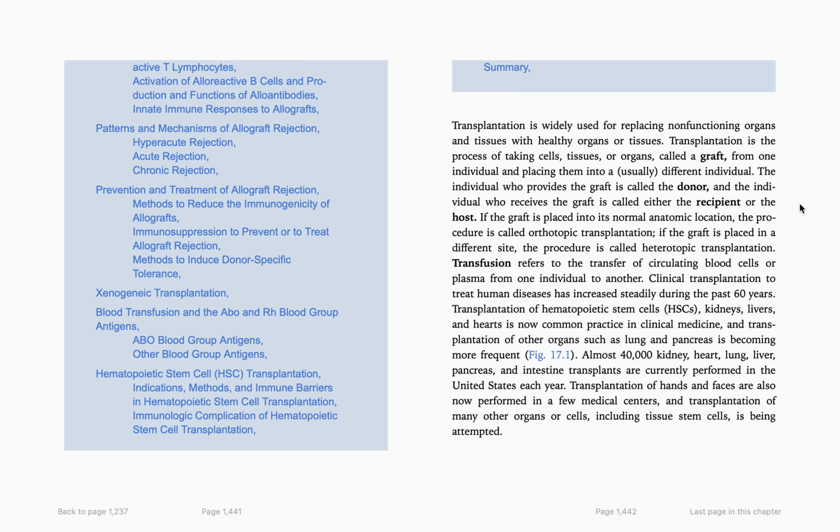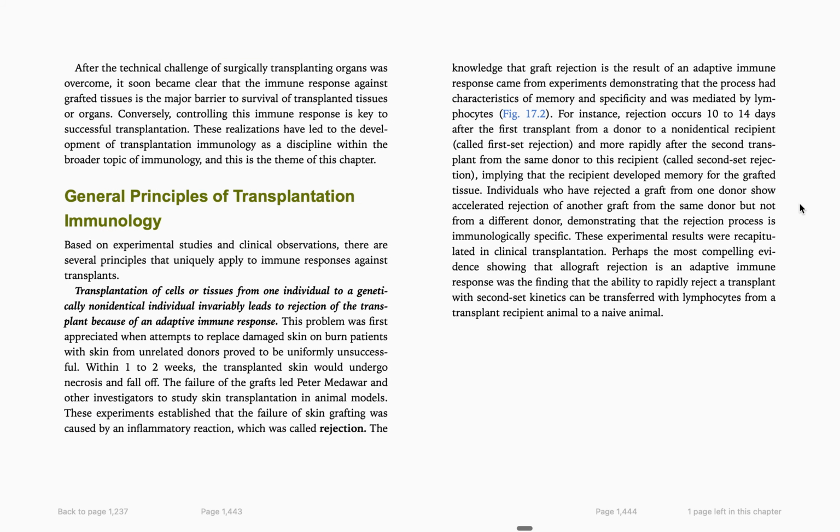We see in figure 17.1, almost 40,000 kidney, heart, lung, liver, pancreas, and intestine transplants are currently performed in the United States each year. Transplantation of hands and faces is also now performed in a few medical centers, and transplantation of many other organs or cells, including tissue stem cells, is being attempted.